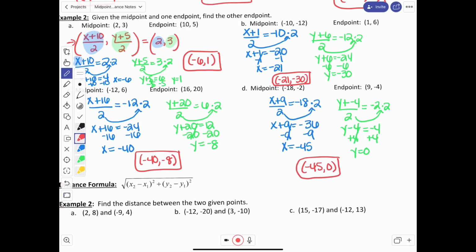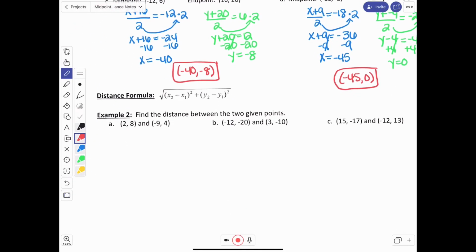Okay, so now I get to distance formula. Distance formula is the square root of x. I subtract my x's and I square it, and I subtract my y's. Now, what's important is that you do the same order for your x's as you do your y's. So here you've got X and Y, X and Y. So here's your first set, here's your second set.